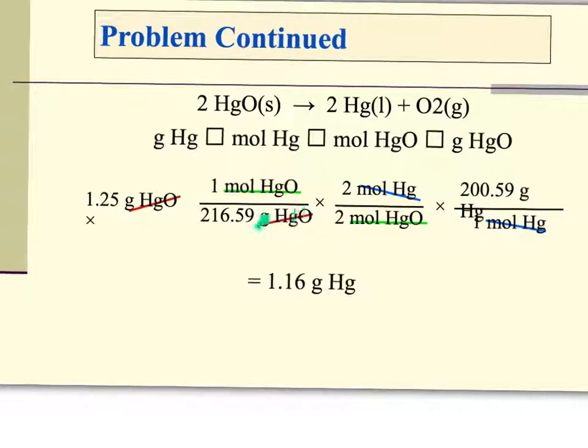Notice that our grams of mercury oxide cancel out. Moles of mercury oxide cancel out. Moles of mercury cancel out. We do the math, and our answer would be 1.16 grams of mercury.